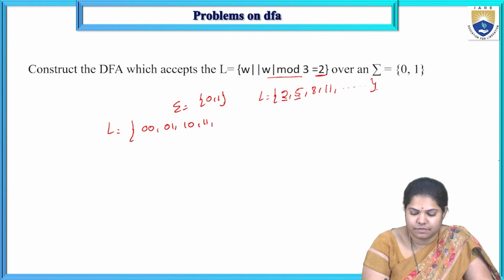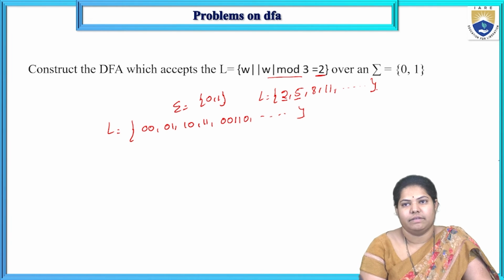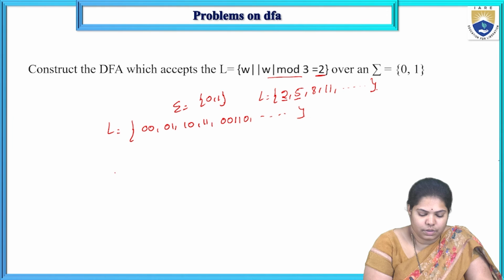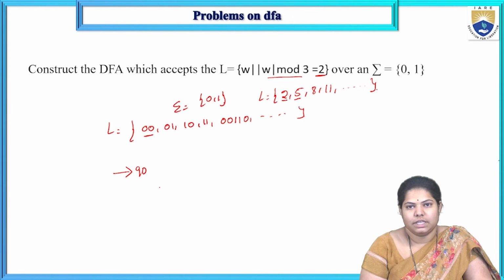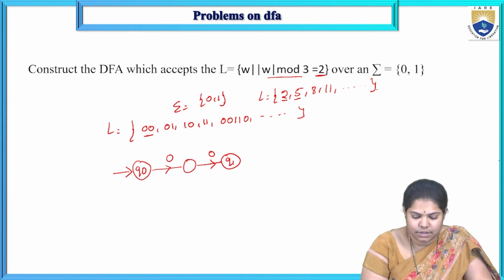And the next 5 length string: 0, 0, 1, 1, 0 and so on. Likewise 8 length string, 11 string and so on. So here, if I start with Q0 and I take the smallest length string, I need to make it get accepted: 0, 0, I reach the final state Q2.